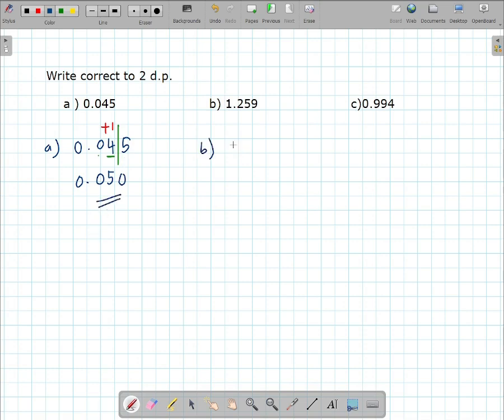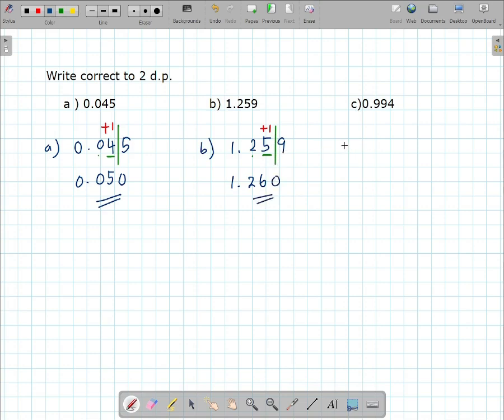Then B, that is 1.259. So 2 DP, 2 decimal places. This is the first decimal place, this is the second. I underline the second, and after that I'm going to put a separation. Then right after the separation, it is more than 5. If it is more than 5, we have to add 1 to the underlined digit. So this becomes 1.26, and after the separation it is 0.